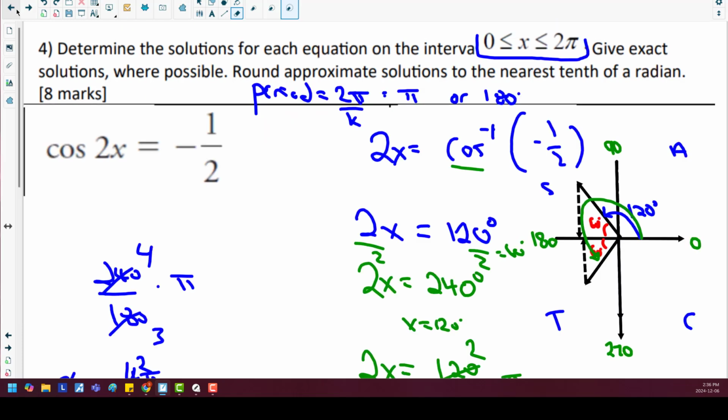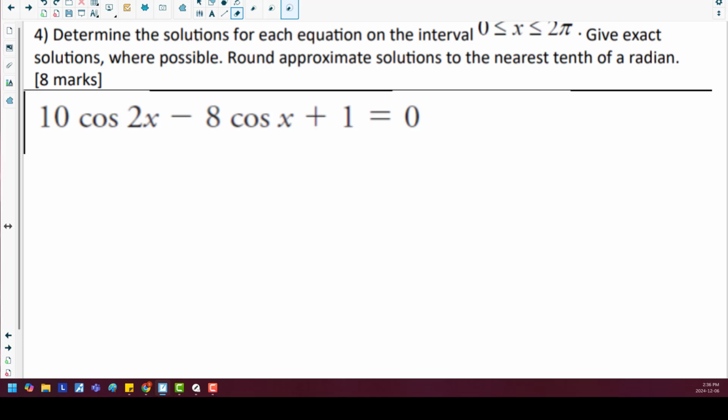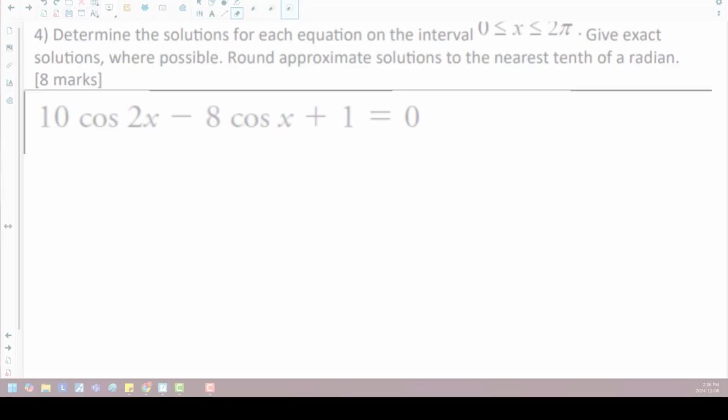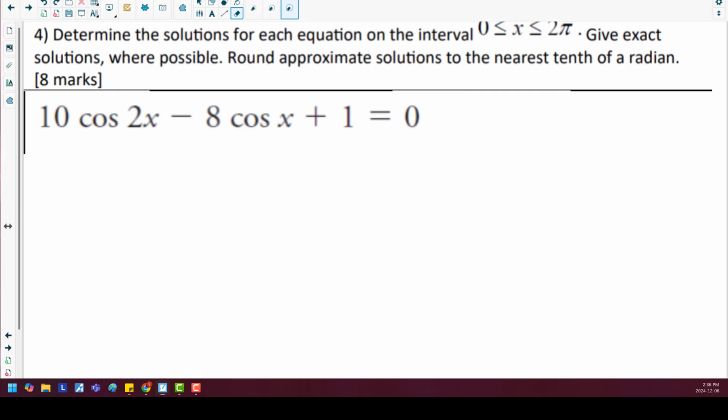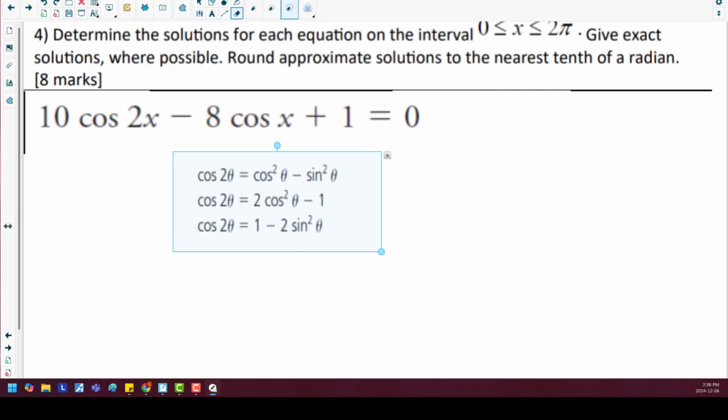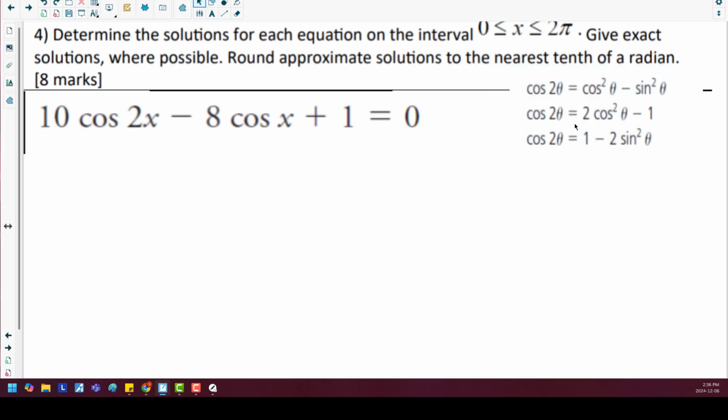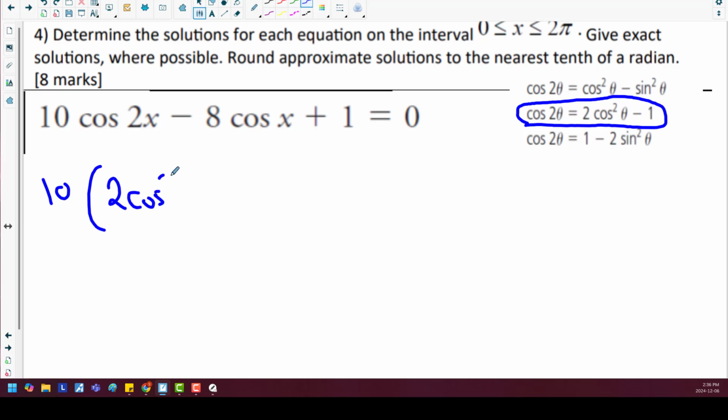And yes, there is. If you take a look at the trig identities for cos 2 theta, there's 3. And the one I'm going to look at is this one here, because I've done a lot of practice with this. So cos 2 theta is equal to 2 cos squared theta minus 1. So this is going to be 10 bracket 2 cos squared x minus 1. And then obviously we have the rest of the question here.